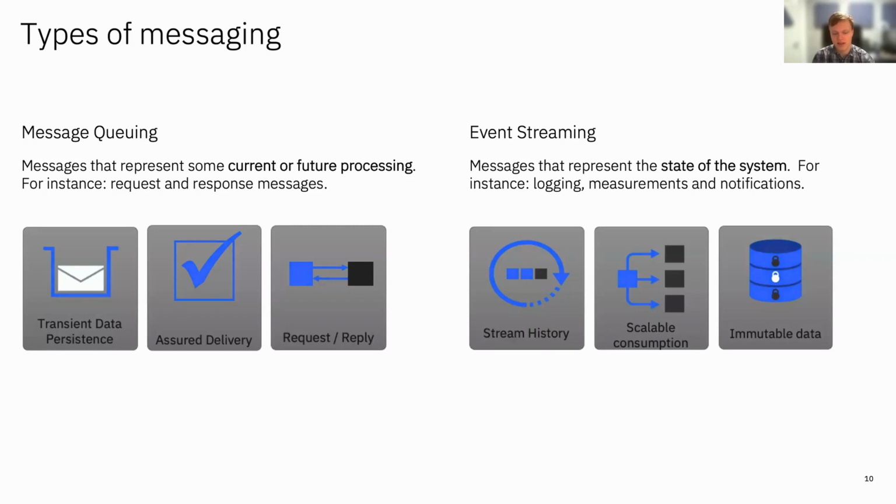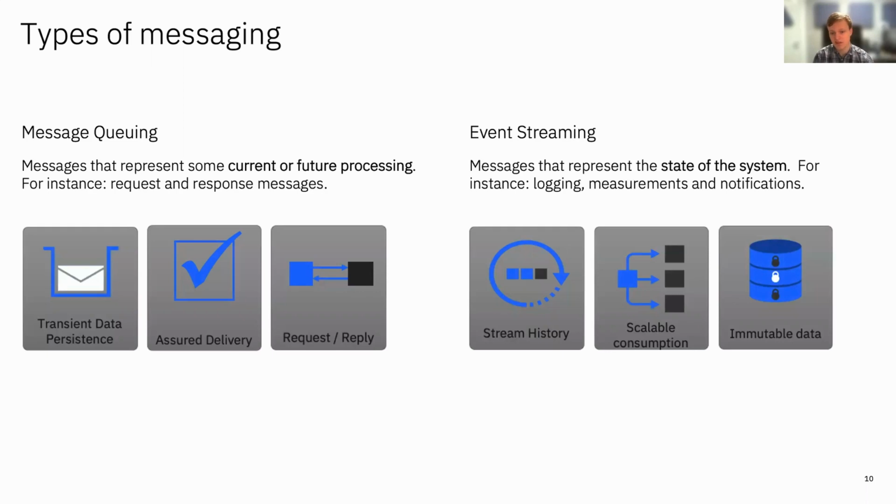So for this, assured delivery is really important. For example, with a credit card transaction, the transaction getting there and the money being processed is very important. If the message doesn't get there, then potentially money is being missed on either side.